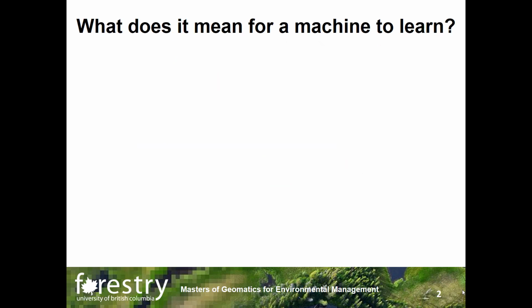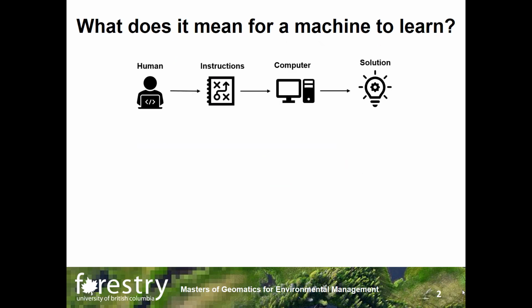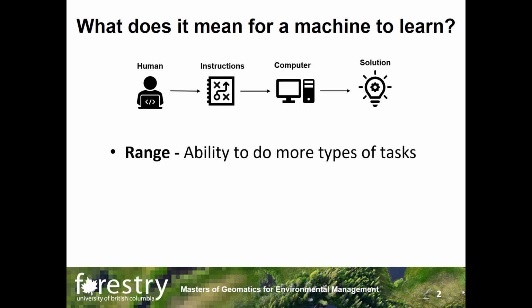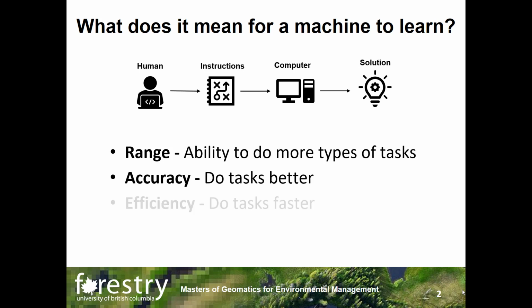So what does it mean for a machine to learn? Well, we want to provide basic instructions to a computer that will enable it to undertake some task for which we do not necessarily have the solution. The hope is that the computer will learn the new task and increase the range of tasks that the computer can undertake. We also hope that the computer will do the tasks better over time and with higher accuracy, and the computer will do the tasks faster and with more efficiency.